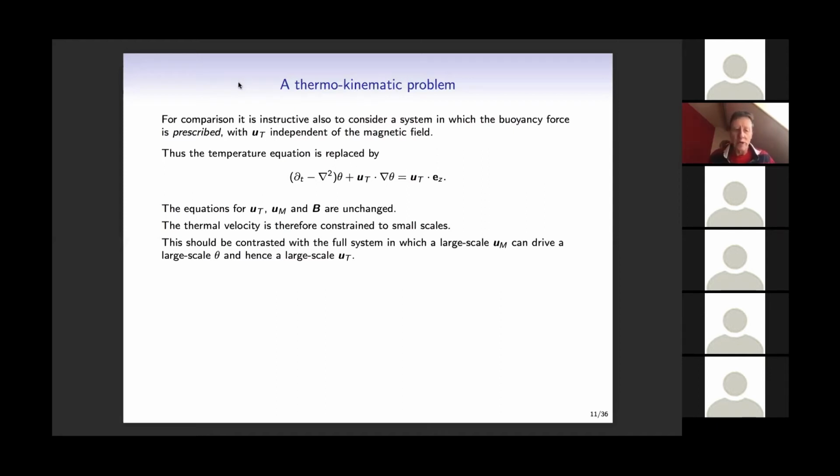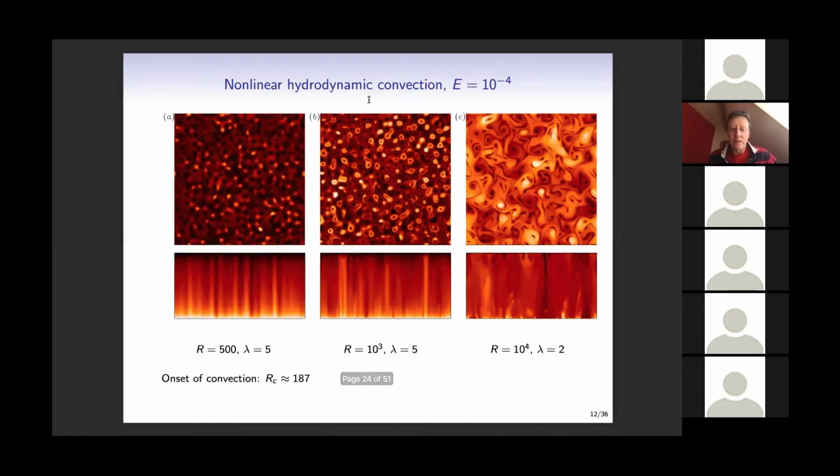So that's what we call a thermokinematic problem. I'm not going to say too much about that, but I'll say something. Okay, let me move on to what the flows and everything look like. So this is just convection at the moment, no magnetic field. At the top, you're looking down on the flows, and the others, of course, are a vertical slice.